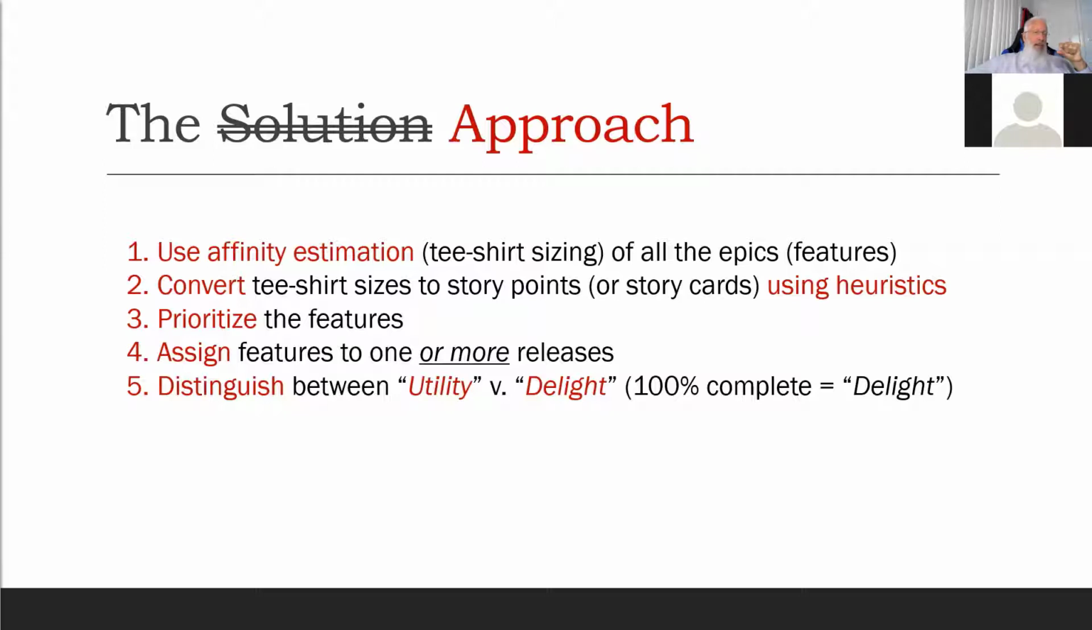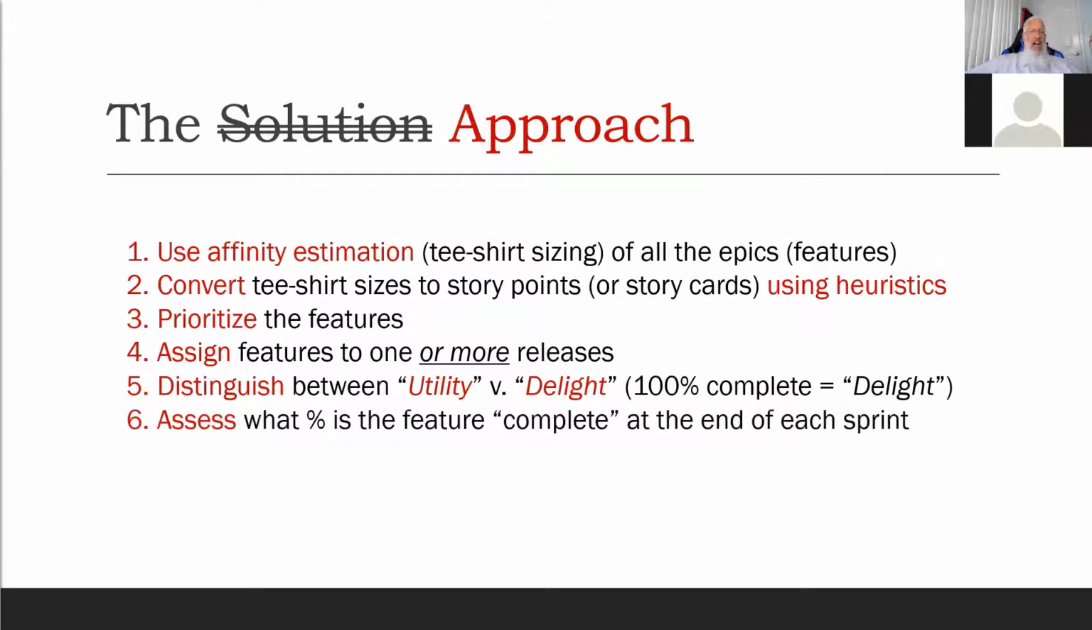Think of that as your MMP, minimal marketable product, or some people would call that the MVP. So we're going to distinguish between the utility of a feature and the delight of a feature. But if we say a feature is 100% complete, what we mean by that is we're not investing any more in that feature, and that feature has achieved delight status. Step 6, assess what percent the feature is complete at the end of each sprint.